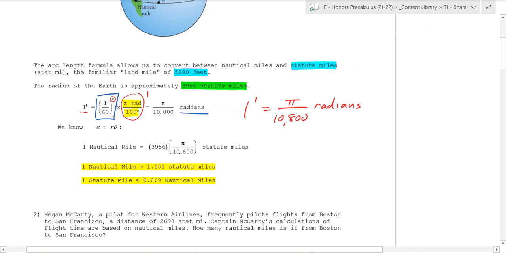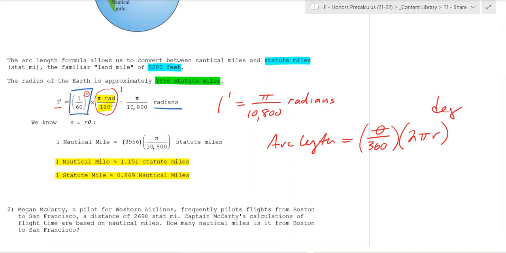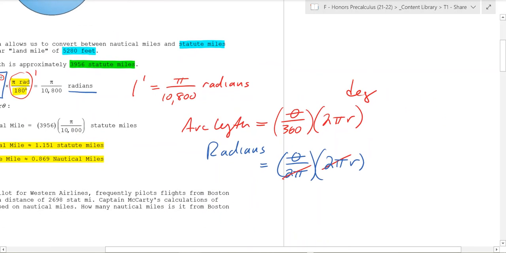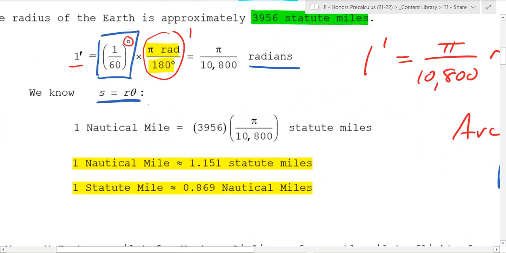So you might remember from yesterday that arc length, we had a formula which was theta over 360, and this was in degrees, times 2 pi r, which is the circumference of a circle. Now, this was in degrees. If we wanted it in radians, it would be very similar. It would be instead theta over 2 pi, because there are 2 pi radians in one circle, and it's still 2 pi r for the circumference. But what's interesting here is that this cancels the 2 pi, and you're left with theta times r. So in radians, arc length is s equals r times theta. That's what this is right here.